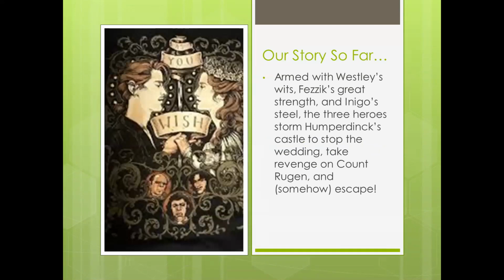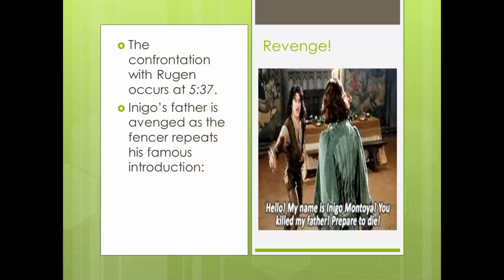Okay, our story thus far. Armed with Wesley's wits, Fezzik's great strength, and Inigo Montoya's steel, the three heroes storm Humperdinck's castle in order to stop the wedding, take revenge on Count Rugen, and somehow in all of that, meet up and escape. Obviously, the revenge with Count Rugen occurs about 5:37 p.m. Remember that the entire last chapter, chapter 8, is structured on this 40-minute time frame.